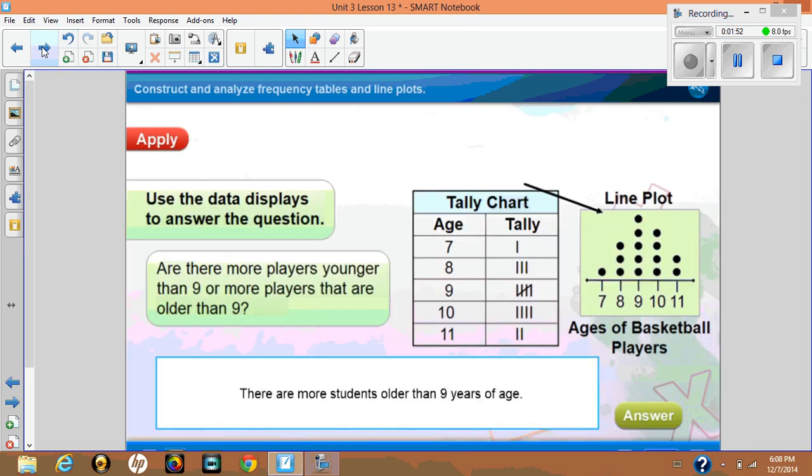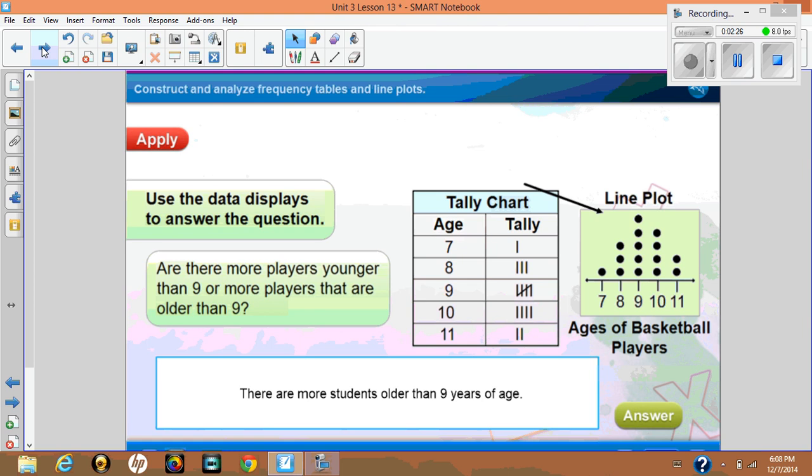Okay, we also discussed this particular tally chart and line plot. So if you look again, they've taken the information from the tally chart and simply organized it on a line plot so that it is easy to access the information. It is clear. We don't even have to take a count to identify that there are more students older than 9 that are playing basketball than younger. And that's simply just looking at the information available.